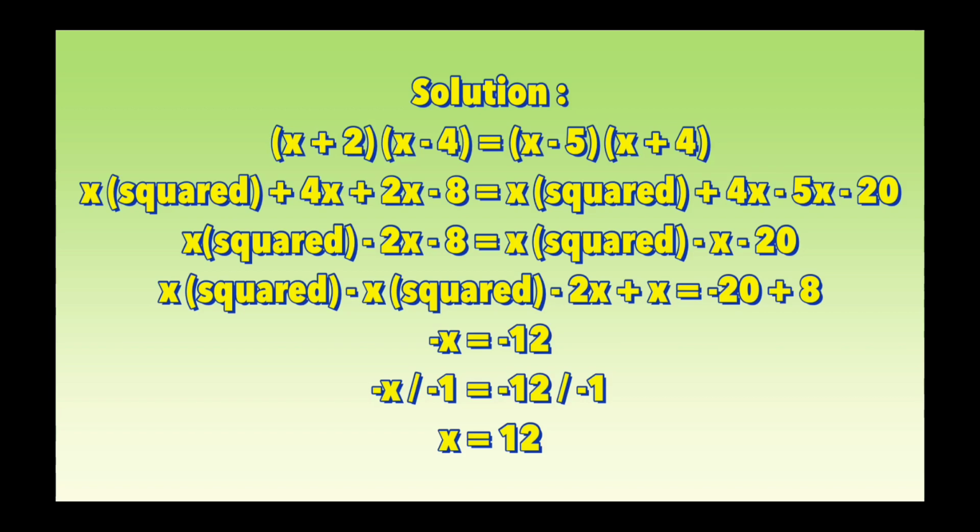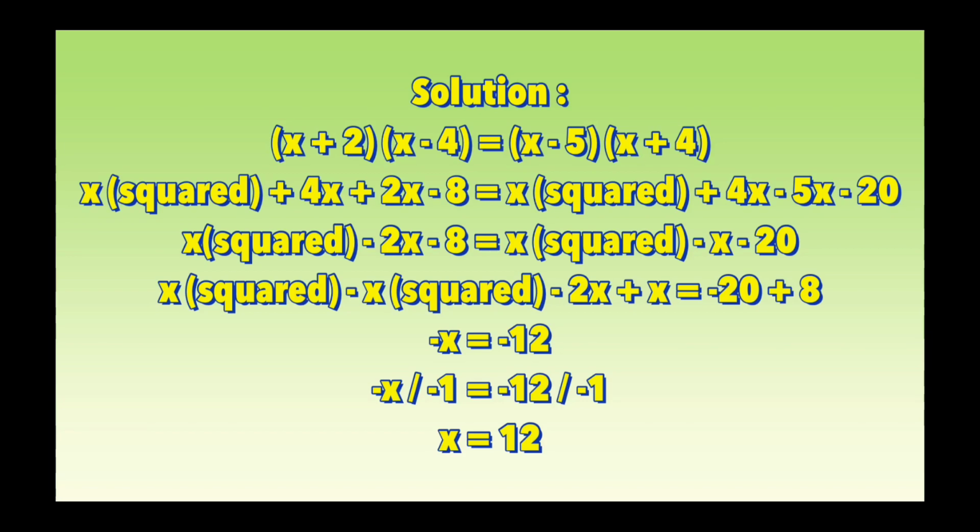And the next step is to simplify again. x squared minus x squared equals 0. Negative 2x plus x equals negative x. Then negative 20 plus 8 equals negative 12. Since we have negative x, we're going to divide both sides of the equation by negative 1. That's why negative x divided by negative 1 equals positive x, and negative 12 divided by negative 1 equals positive 12.